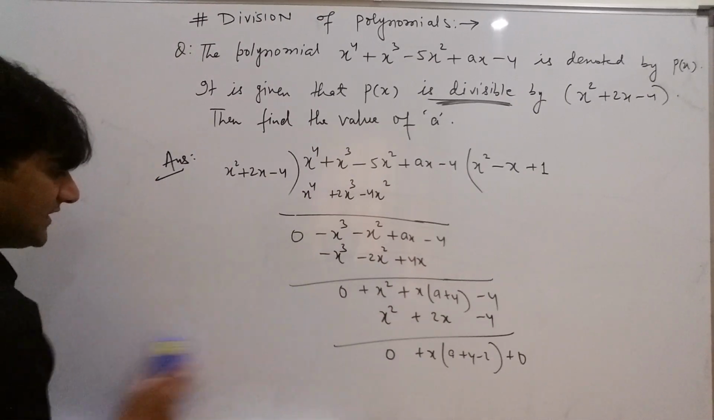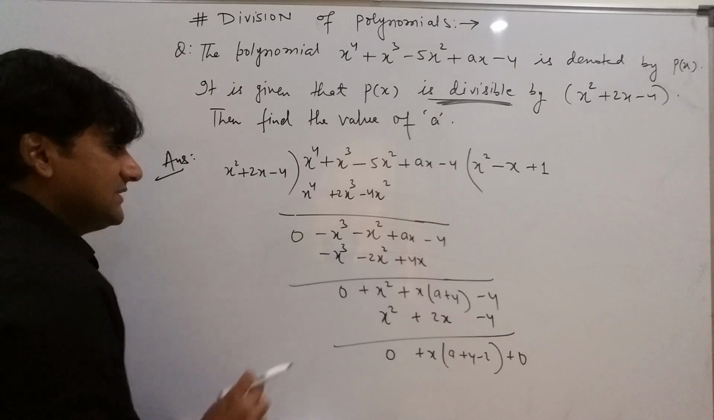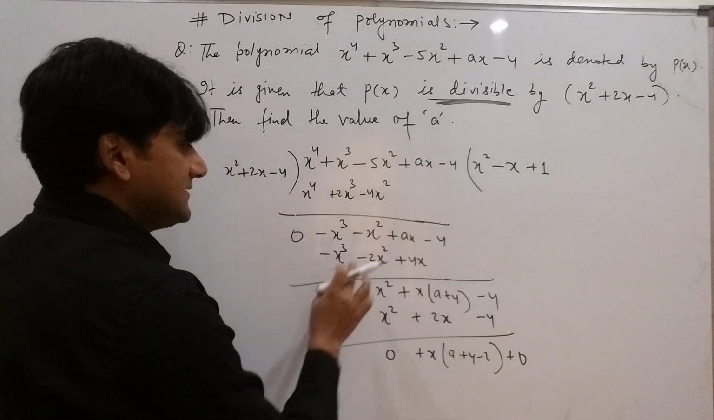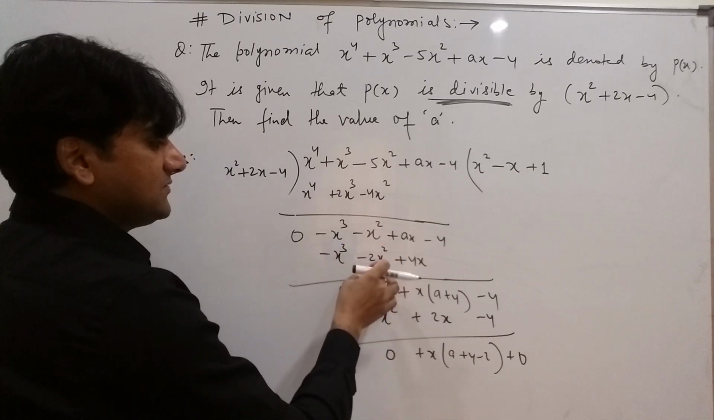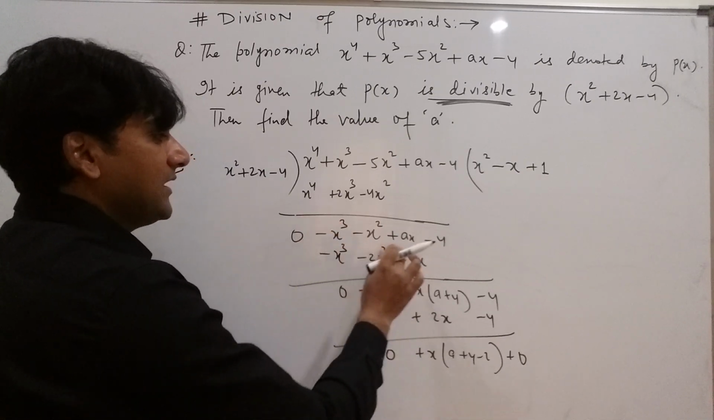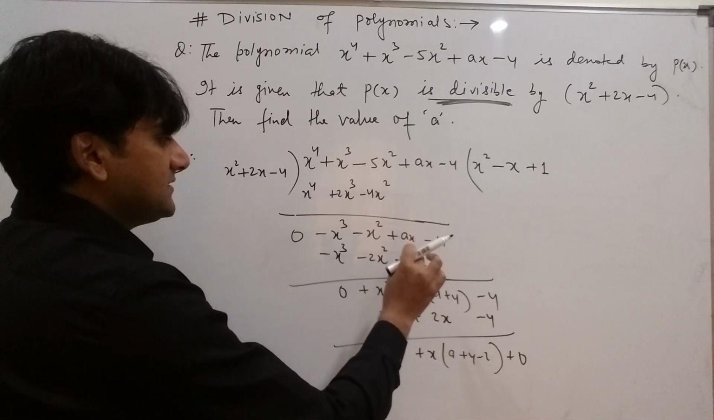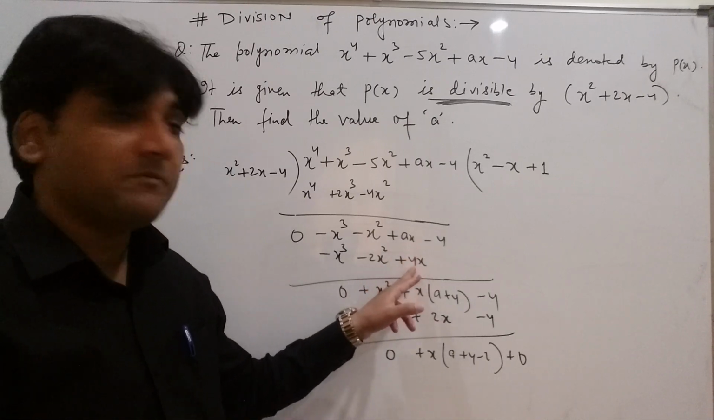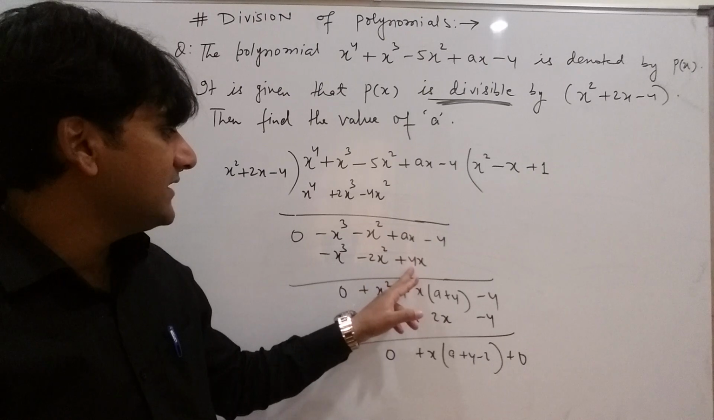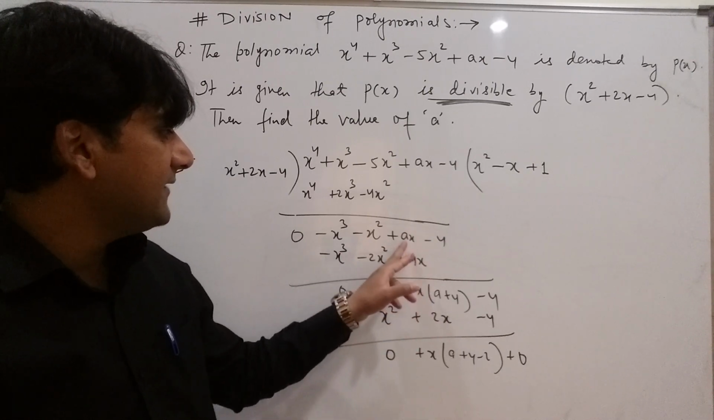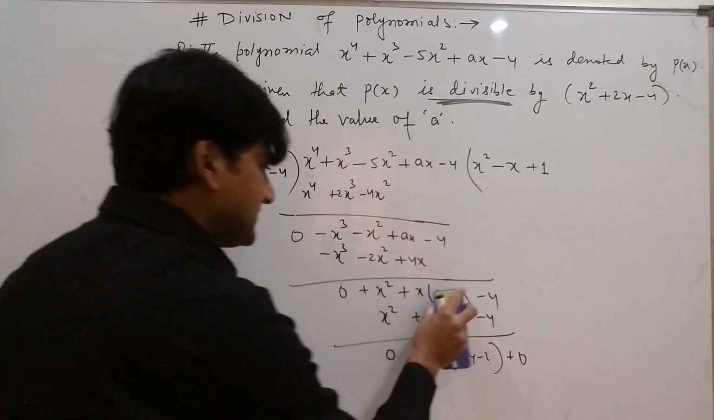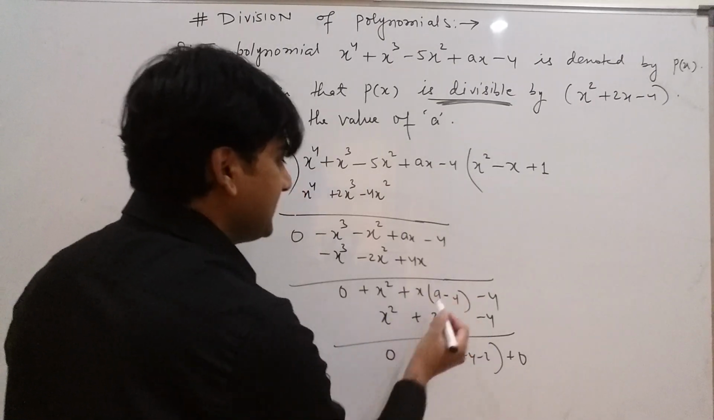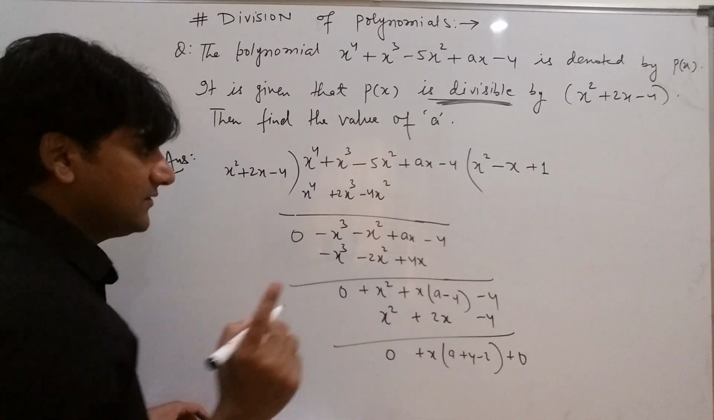Then again you have to take the difference, which is minus x cubed and minus x cubed. 0 difference. Minus x squared and minus minus 2x squared, plus x squared you will have. Ax, and here we have 4x, right? So here we have to take the difference. ax minus 4x, when you take x common, then you have to write a minus 4. It is not a plus 4. It is a minus 4, right? You have to understand it once more.